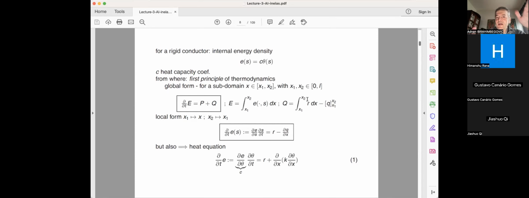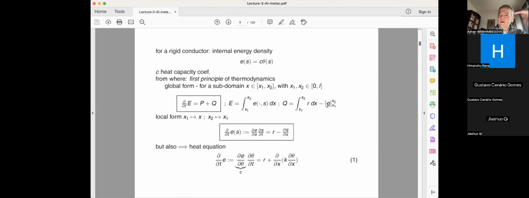Let's say here we are studying a 1D problem that is put between the segment connecting x1, x2. So this could be finite length. x1, x2 are somewhere in the length of your conductor. And then basically take the internal energy density, E of S, and you integrate from x1 to x2. This is your total internal energy. And heating is the distributed heating R, integrated from x1 to x2.